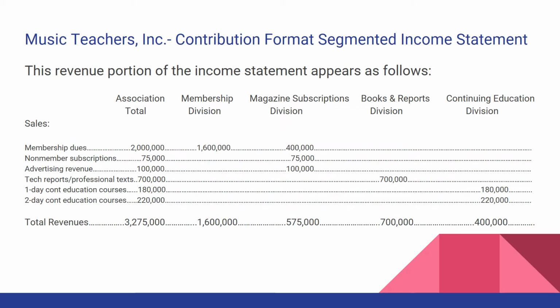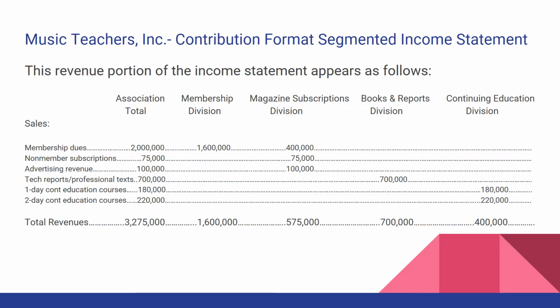So here we're going to break it down a little bit. First part we're looking at is the revenue portion of the income statement. So it appears as follows. It looks like we have membership dues total for the association. It's going to be $2 million. How we got that was earlier in the slides I mentioned they had 20,000 members and the annual due was $100 per member. So that's how we got $2 million for association total membership dues.